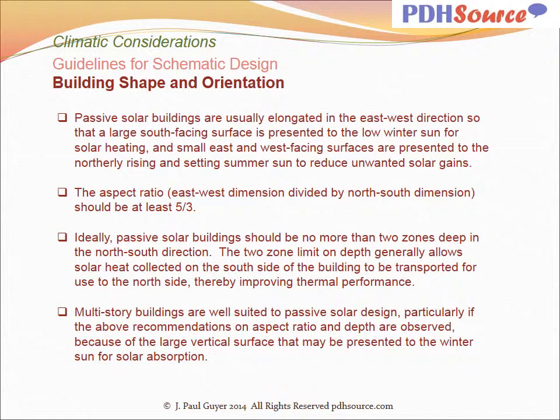Ideally, passive solar buildings should be no more than 2 zones deep in the north-south direction. The 2-zone limit on depth generally allows solar heating collected on the south side of the building to be transported for use to the north side, thereby improving thermal performance. Multi-story buildings are well suited to passive solar design, particularly if the above recommendations on aspect ratio and depth are observed, because of the large vertical surface that may be presented to the winter sun for solar absorption.